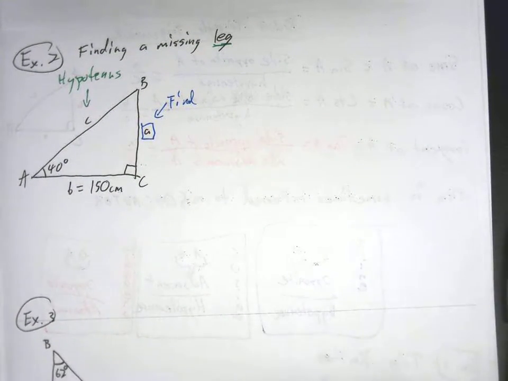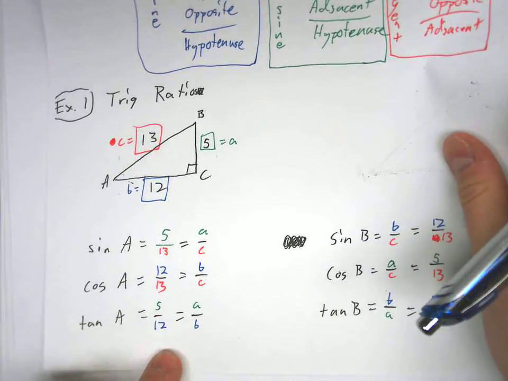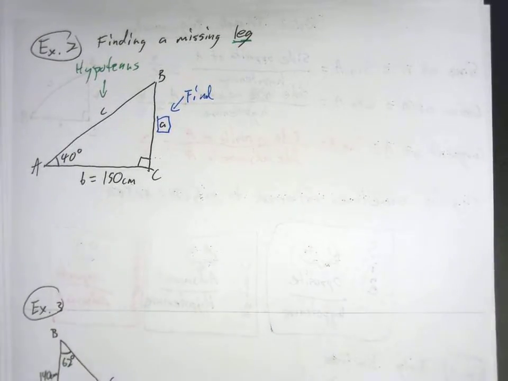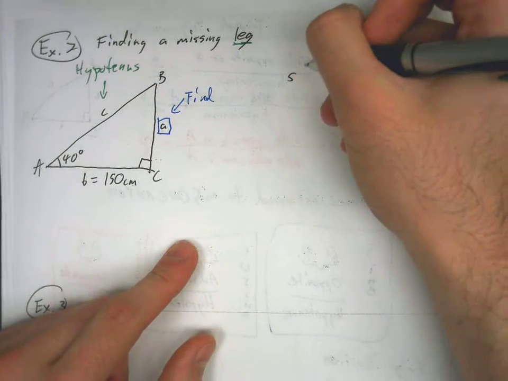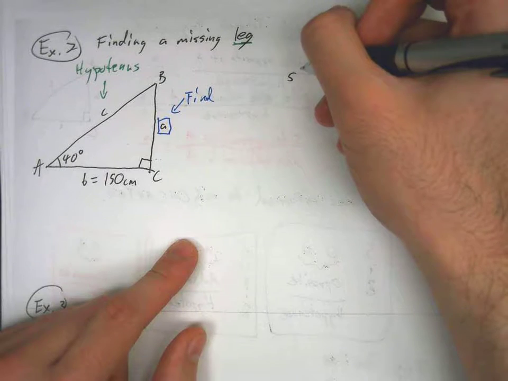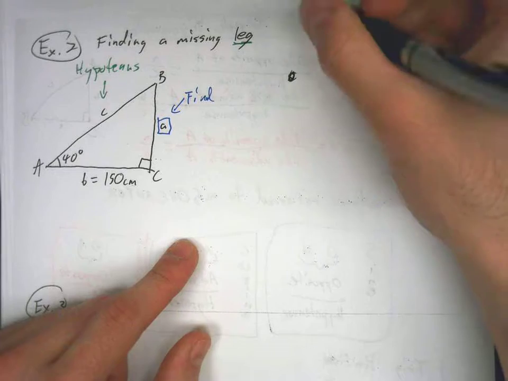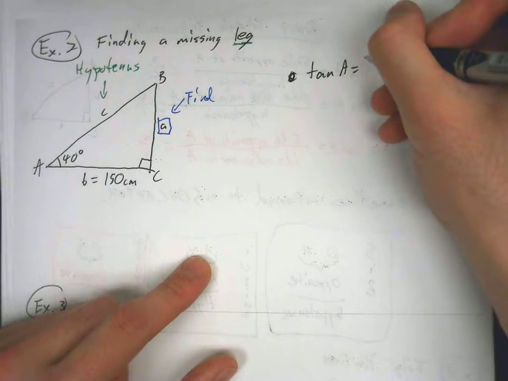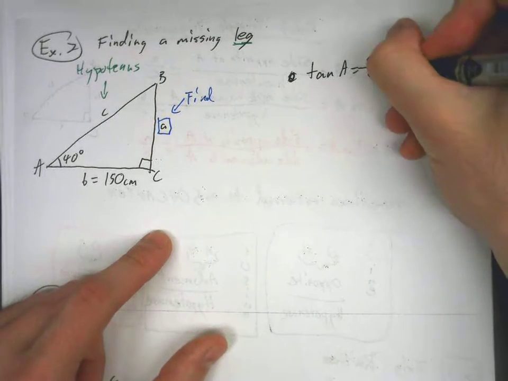To set this up, we're going to set it up like the trig ratios that we just looked at in the last video. So we're going to be using the sine of A, cosine of A, or tangent of A, because we're looking at angle A. I'm going to write out the formula for this. In this case, we're going to be working with tangent. So tangent of A is A over, sorry, A over B.